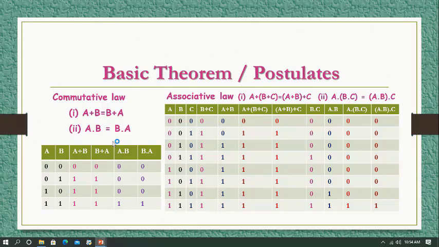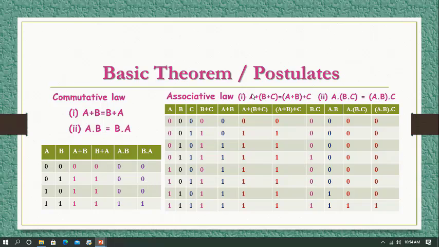Then we have commutative law. We have verified commutative law as well as associative law using truth table. So commutative law states that a plus b is b plus a and the dual is a dot b is b dot a. So here we have verified that the results of both a plus b and b plus a are the same, a dot b and b dot a are the same.